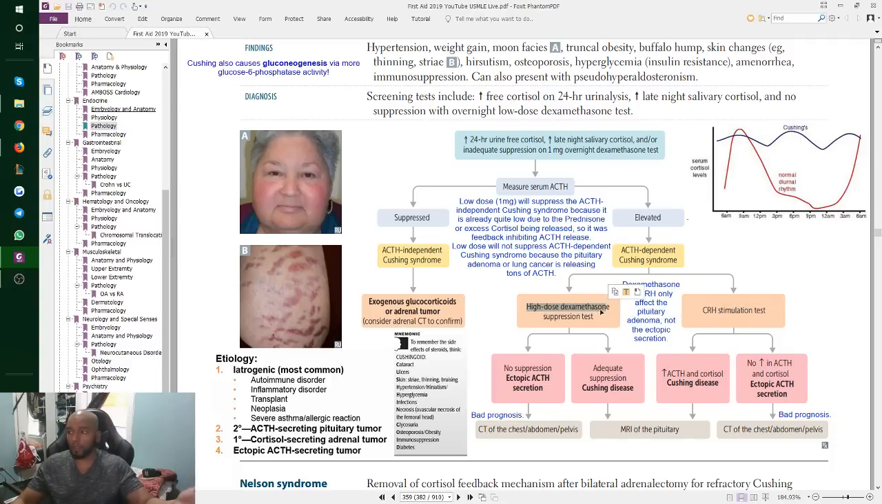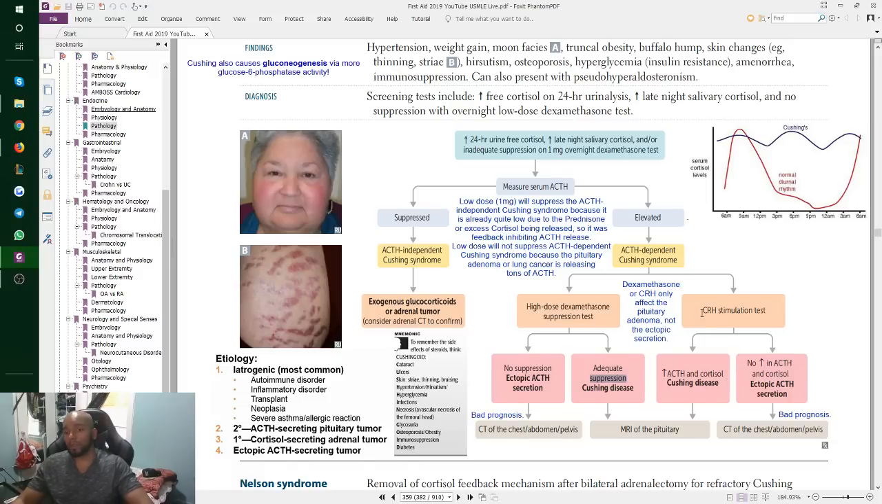Dexamethasone, you could tell from the name, is like prednisone. It is a corticosteroid in a sense. So when you have a lot of corticosteroid, your ACTH secretion should go down. This is why this is a high dose dexamethasone suppression test. Excess cortisol will go back to your pituitary and cause suppression of Cushing disease because it's a pituitary adenoma.